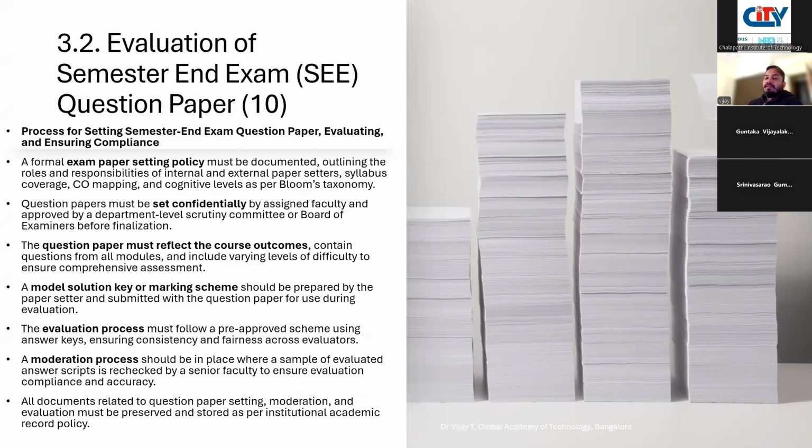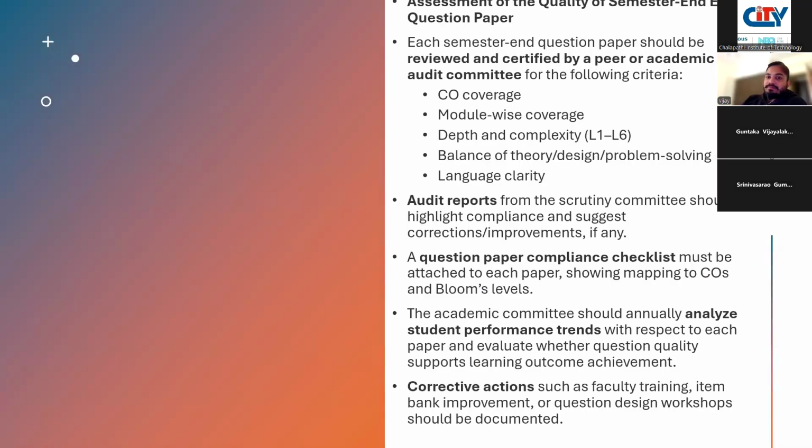How you evaluate, whether there is an external moderation, what is your passing mark, what is your grace marking system, what are the different grades that you have, what is the quality of SEE question paper, how do you analyze what amount of CO coverage is being done, what are the levels of questions that are being asked with respect to cognitive level. So all these would be analyzed in the evaluation of semester end examination question paper. So the controller of examination has to play a very prominent role in this part.